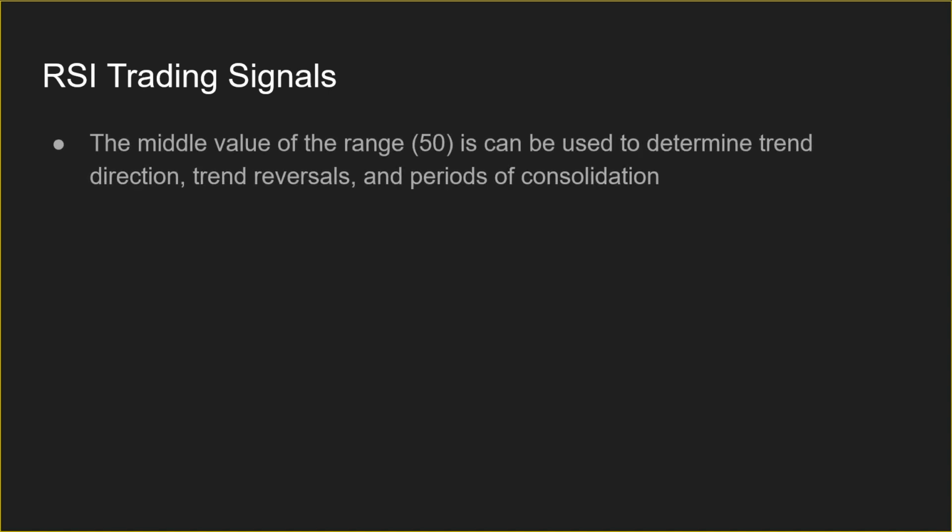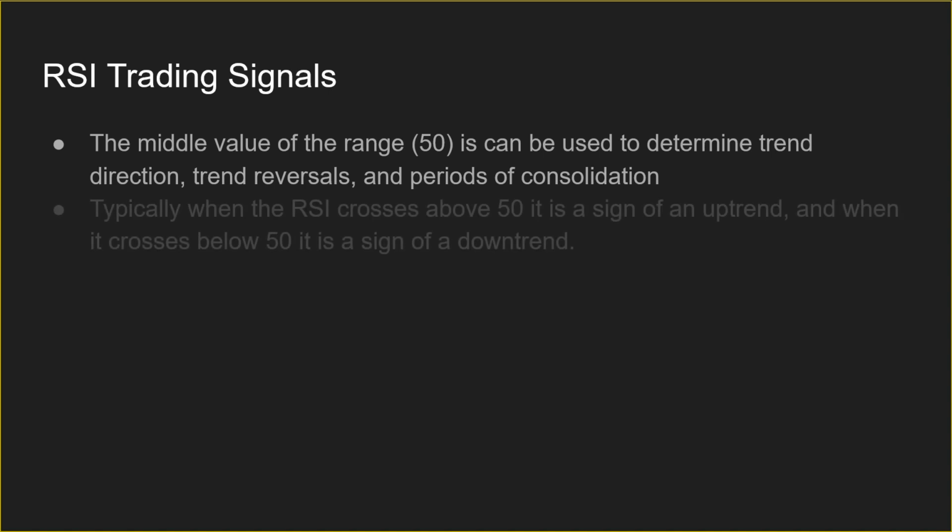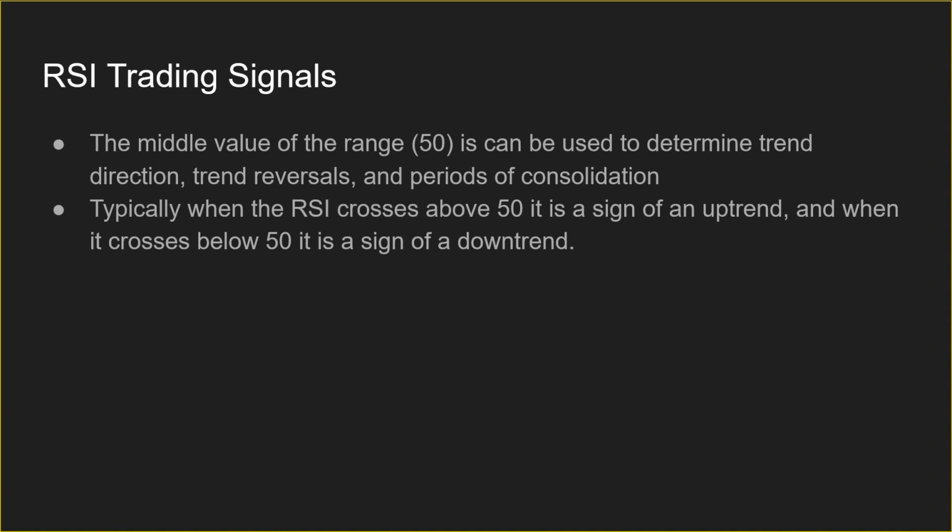So more on RSI trading signals. The middle value, more on this 50 level, can be used to determine trend direction, trend reversals, and periods of consolidation in price. And not just price, but also consolidation in terms of buying volume, buying momentum. Maybe things are settling down for the time being, lower periods of volatility.